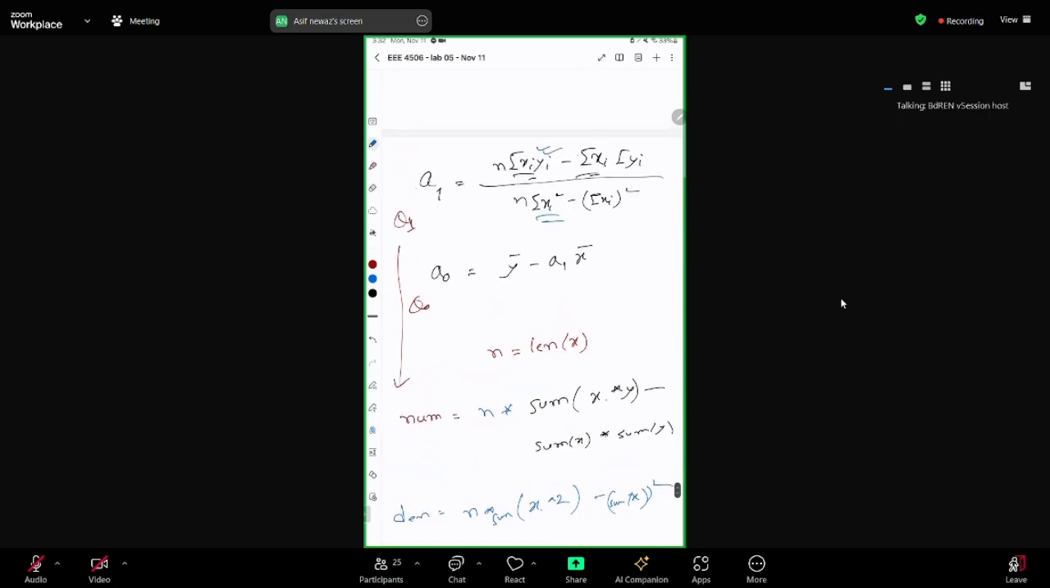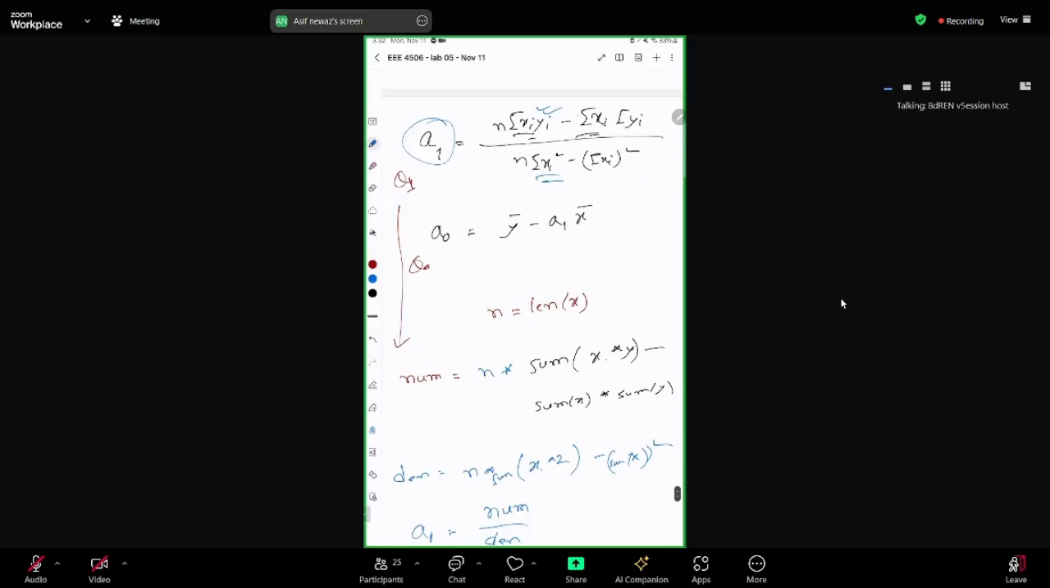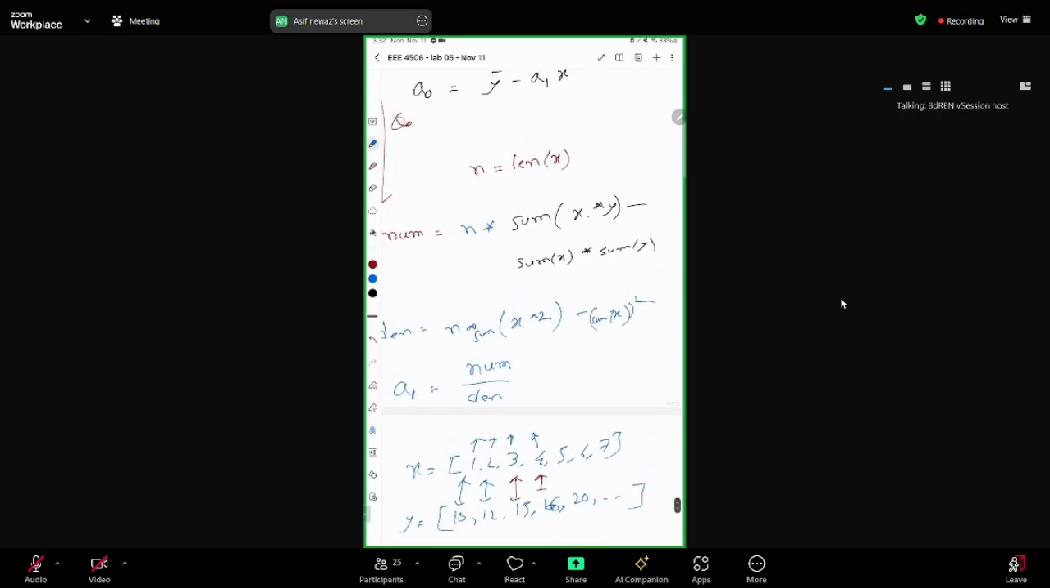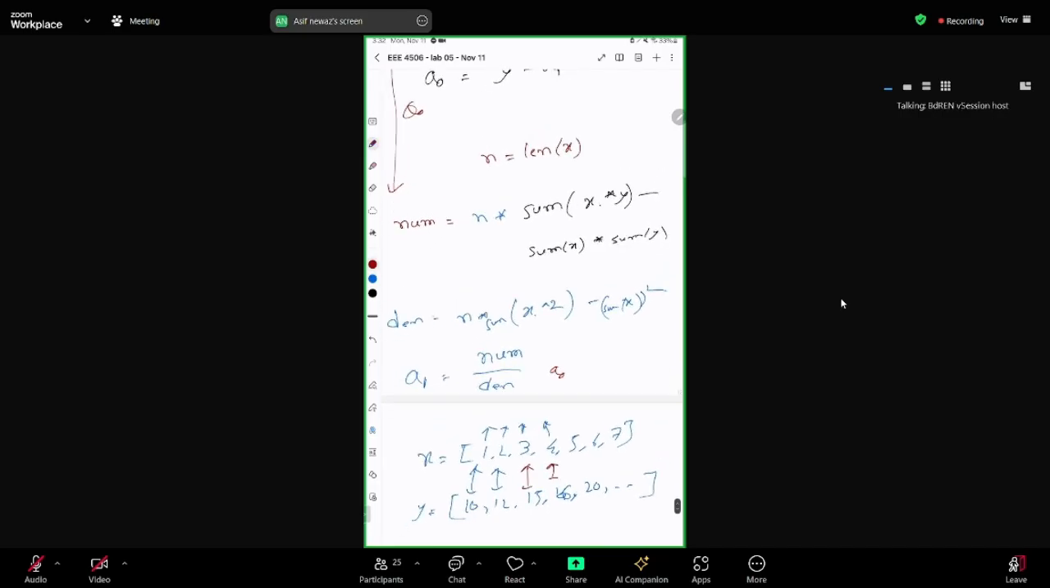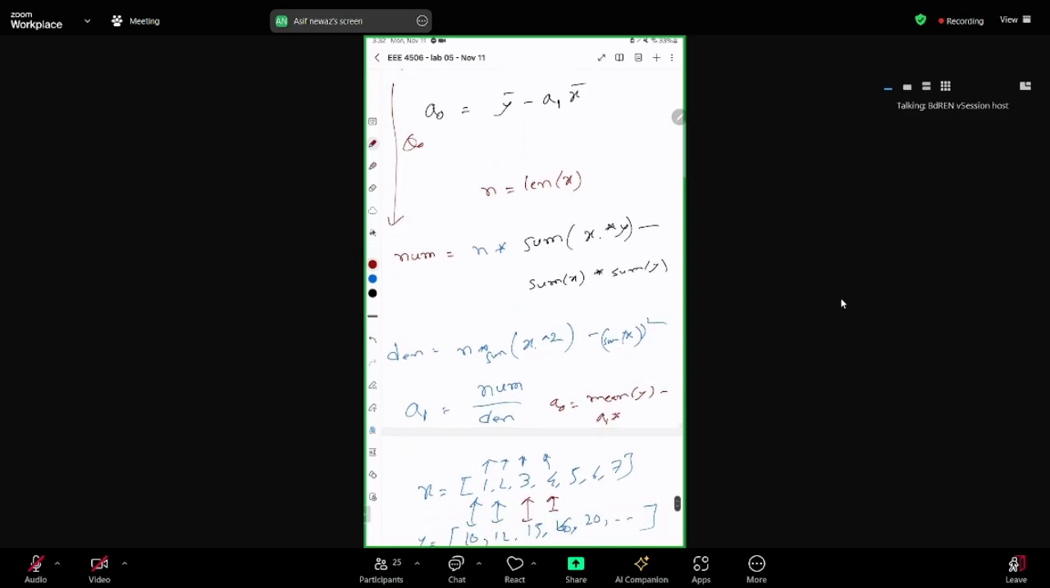I am trying to find this one, right? A1. So A1 should be numerator divided by denominator, right? This is the numerator portion, and this is the denominator portion. Numerator divided by denominator will give you the A1. Yes, and A0 is equal to the mean of y minus A1 into the mean of x.